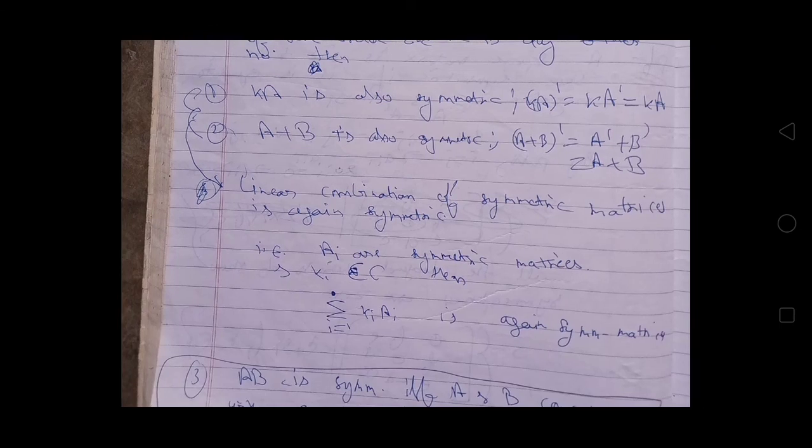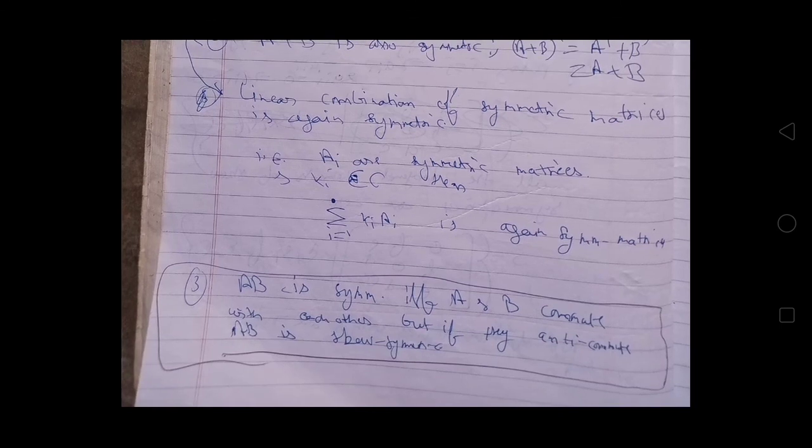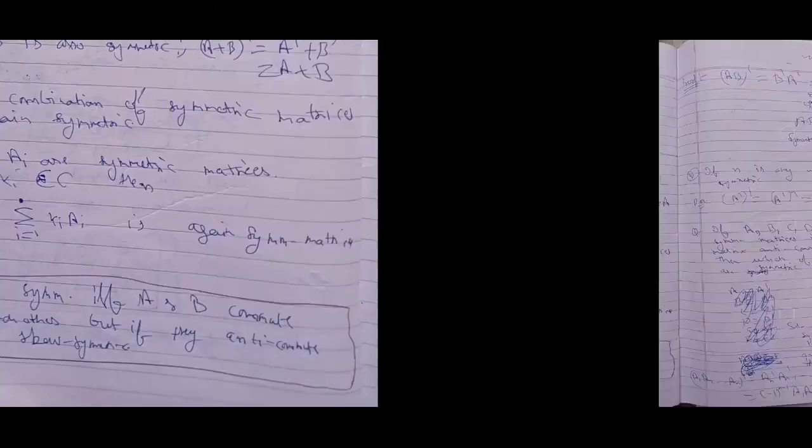Now a linear combination of symmetric matrices is again symmetric. That is, if Ai are symmetric matrices and Ki belong to complex numbers, then the summation over i from 1 to n of Ki into Ai is again a symmetric matrix. It follows from the combination of the first and second notes. Now see this third note: AB is a symmetric matrix if and only if A and B commute with each other, but if they anti-commute, AB is skew symmetric.